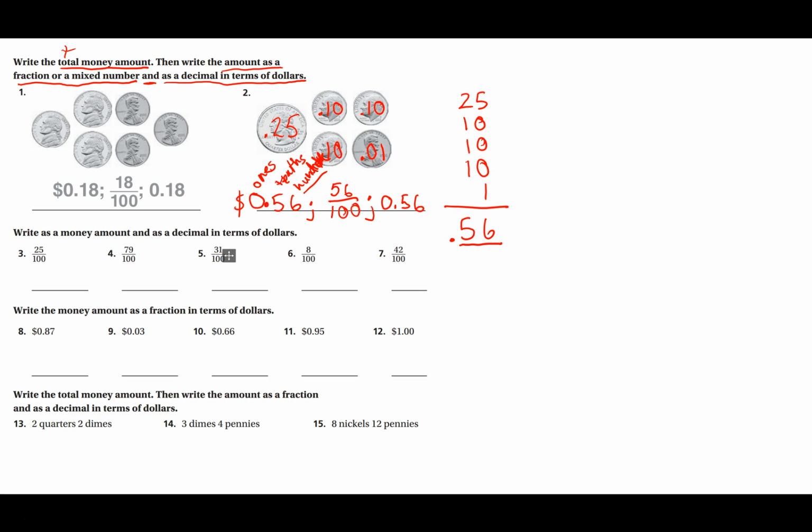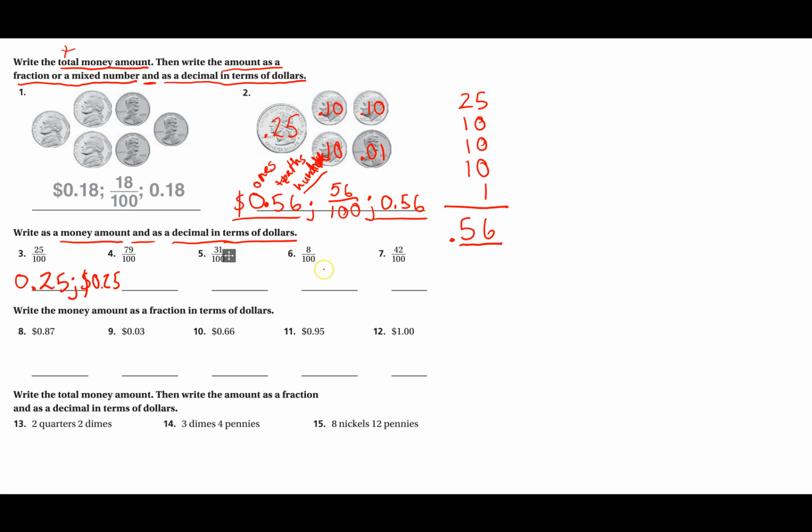All right, let's look at the next set of directions. Write as a money amount and a decimal. So money and as a decimal in terms of dollars. Okay, so basically you're going to be writing it this way and this way. Okay, so 25 hundredths, it's 25 in the hundredths place, so my decimal is going to go there. I have no whole numbers in front. 2 tenths, 2 in the tenths place, and 5 hundredths. Okay, and then to write it as money, all I do is simply put the money sign in front, and it's the same thing.